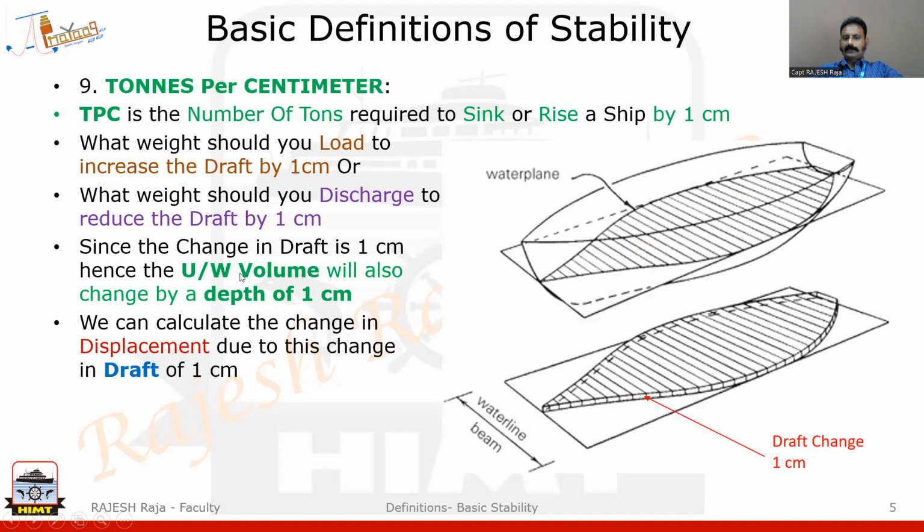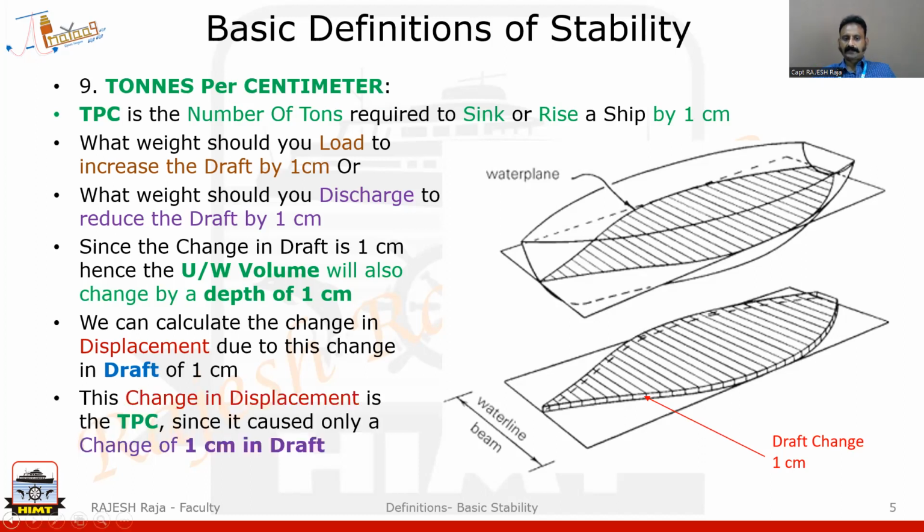So once I know what is this change in underwater volume just because I shifted the draft by 1 centimeter, I can calculate how much I changed the displacement also. Because with the change of underwater volume of 1 centimeter, I will get a change in displacement also. And this change is because of 1 centimeter. Hence, the change in displacement is called TPC, as far as your rise and sinkage is just 1 centimeter.